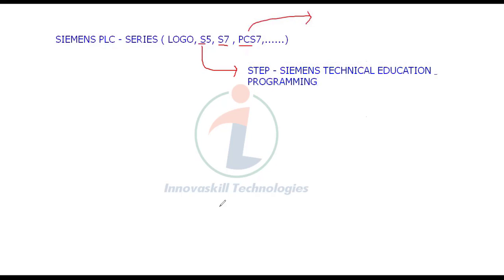And this PCS stands for Process Control System. This PCS will be used mostly in process industry, that is very large scale industry. Mainly it will be preferred as DCS. So here we have many series, and in this we are going to discuss only the S7 series.